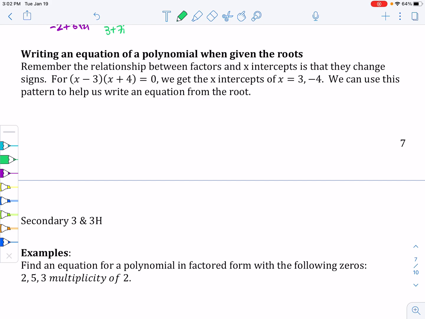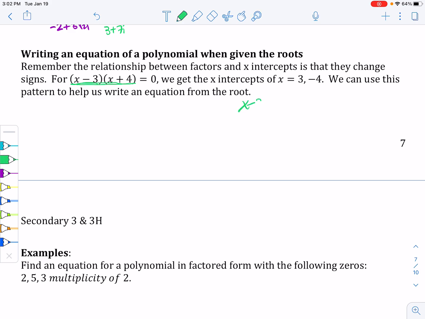We want to see how we can write equations of a polynomial if we know the zeros. So we want to take a look at what happens between our x-intercept and our factors. If we have this equation right here of x minus 3 times x plus 4 equaling 0, notice our two x-intercepts are 3 and negative 4. So notice from here to here, we change the sign. From here to here, we change the sign.